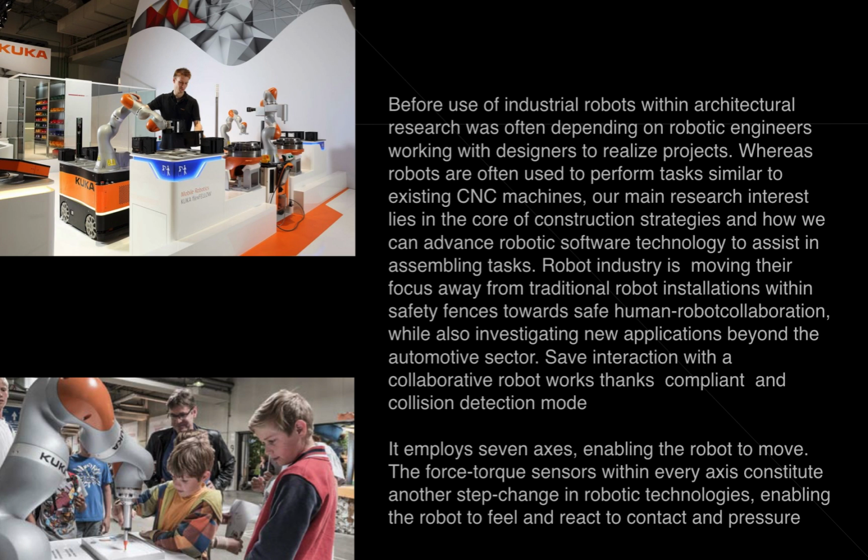In the past, the industrial robots were depending on engineers who specialized in programming them to fit the intended project. And now the robot industry is moving away from traditional robotic installation with safety fences towards safe human-robot collaboration. Safe interaction with a collaborative robot works thanks to the compliant collision detection mechanism.